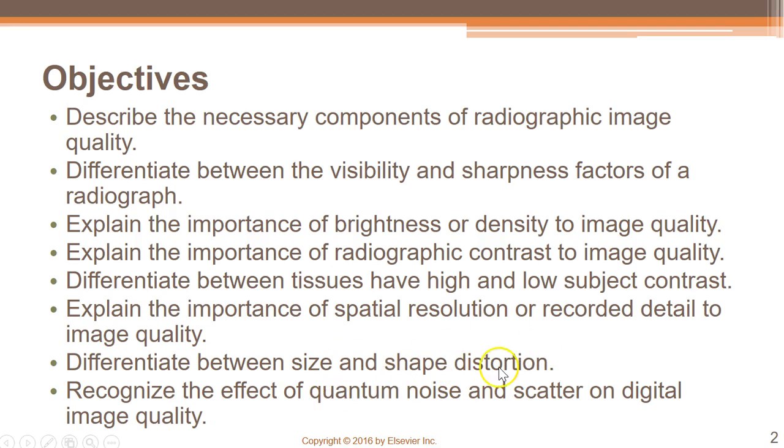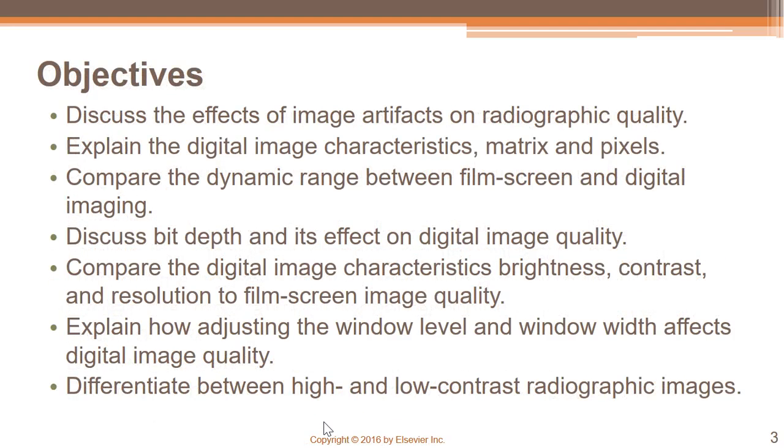Then we're going to talk about size and shape distortion, but very briefly because you've covered that before. And then recognizing the effect of quantum noise and scatter when it comes to digital image. We're also going to talk about the effect of image artifacts and then the actual digital image characteristics of matrix and pixels. If you've never had any type of computer course and you don't understand what these are, I can refer you to a little bit more information, but this is assuming that you already know some of these computer terms. Then we're going to compare the dynamic range between film screen and digital.